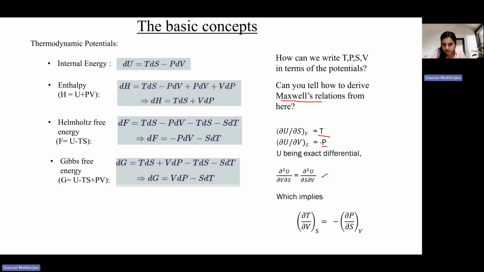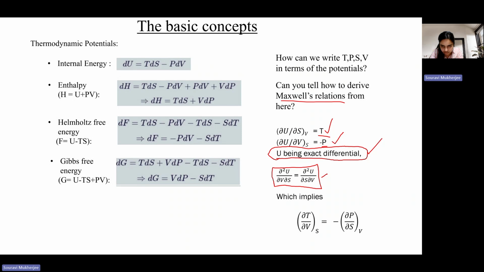Now, to get to the Maxwell's relations, the important thing you have to remember is that all these thermodynamic potentials are exact differentials, because of which the order of derivative does not matter. So del square U del V del S is equal to del square U del S del V. That is happening because these are exact differentials. This is a very important property of exact differentials or state functions. Now if you know this, you know T and P.